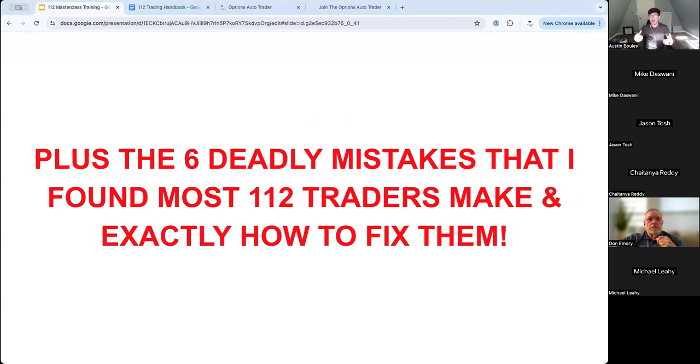Guys, unlike most people, I have a lot of access to 112 trades. I have over 1,000 112 trades that have been placed, managed, and closed through the options auto trader. Because of that, I'm able to see all these stats, and I'll be able to share them to help you hopefully prevent making these 6 deadly mistakes. So let's dive in and get this party started.